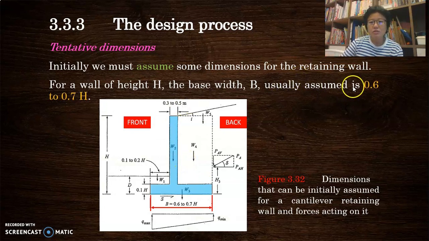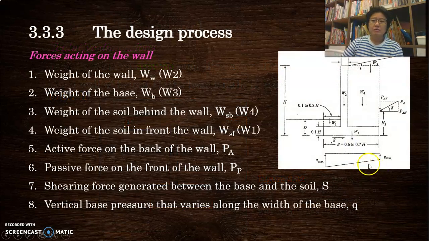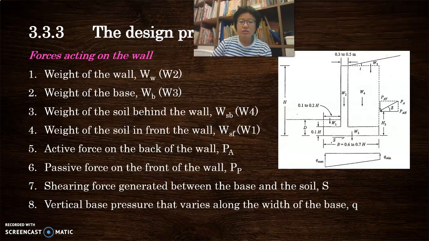So normally it's assumed to be 0.6 to 0.7 H. So if your H, the height, is 10 meters, the B will be like 6 or 7 meters, okay? And a fair bit of it will be in the part where it's the backfill, okay? Now, for a cantilever wall like this, what are the dimensions, what are the forces that are acting on it for us to conduct the analysis?